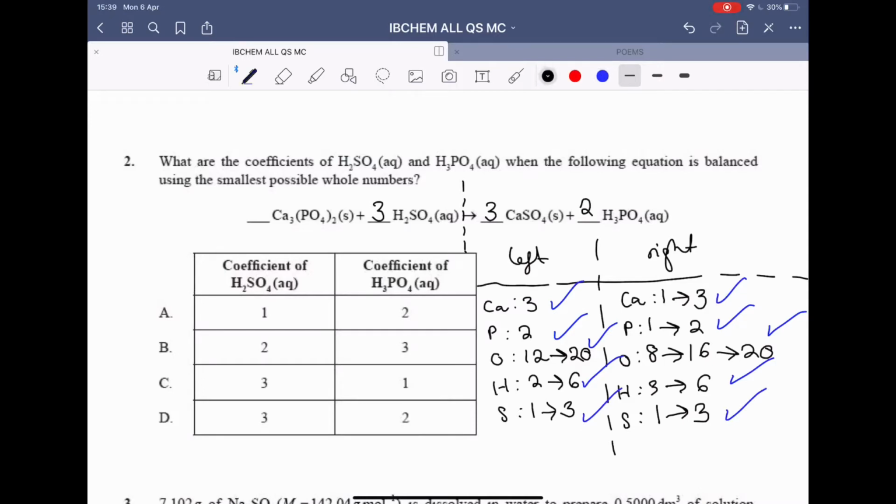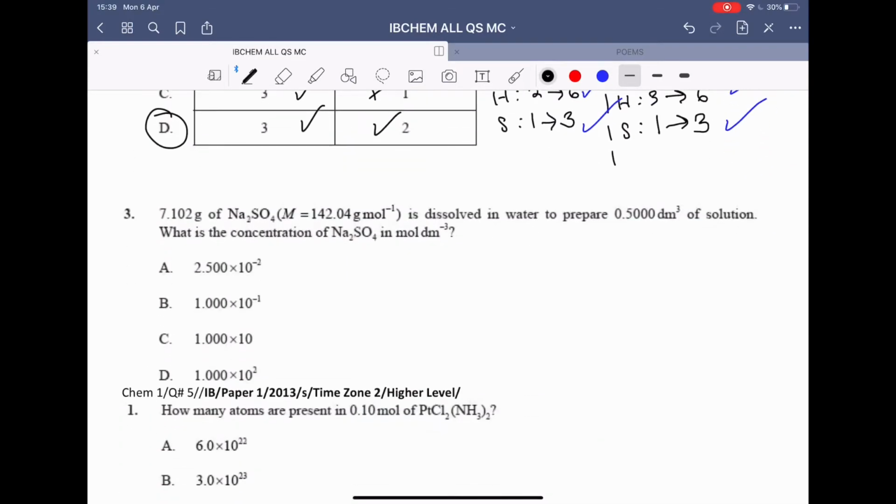And the question's asking you for the coefficient of H2SO4 and the coefficient of H3PO4. If we look at the equation, then we can see that the coefficient is 3 for H2SO4 and the coefficient is 2 for H3PO4. Process of elimination is good to double check your answers with. We can see that D has 2 ticks, so the answer must be D.